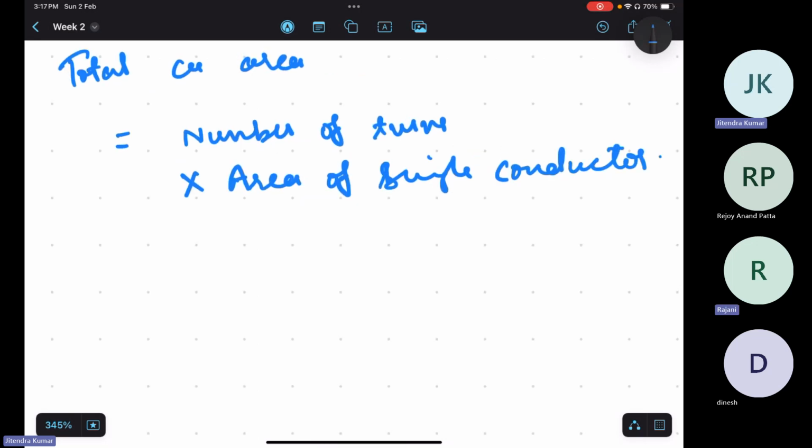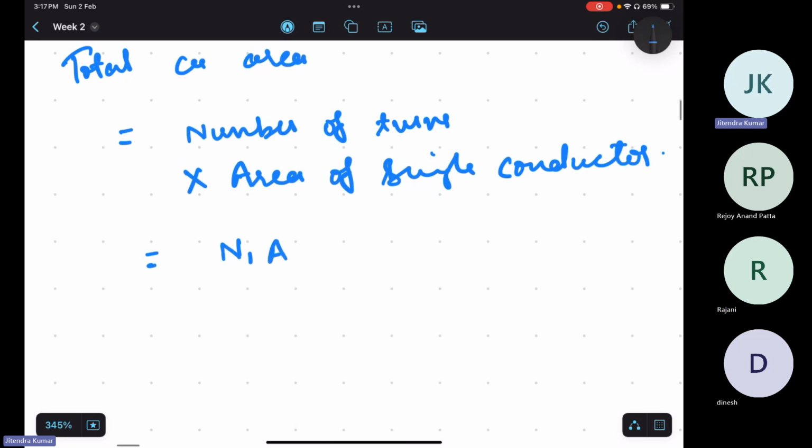So we can calculate the area of any single conductor, right? And simultaneously, if we know the number of turns, then we have the total copper area of any given winding. So let's suppose we have primary and secondary windings. We will have N1 into area of conductor 1 plus N2 into area of conductor 2. Now I want to convert them into known terms, in terms of MMF. Can we do that?